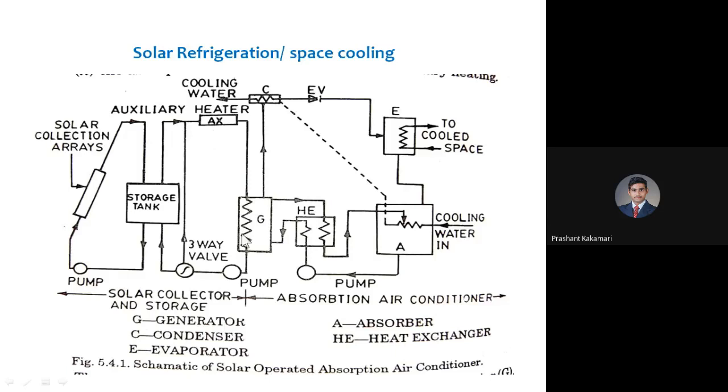So with the auxiliary heater or the generator heat, we are going to separate the refrigerant and the absorbent. Once that is done, the refrigerant will be taken out from the generator. It can pass to the condenser, evaporator. Like this, the system follows the refrigeration cycle. Below, you can see this is the refrigeration part or the absorber part. At the upper stage, after taking the refrigerant, it can be passed through the expansion valve.